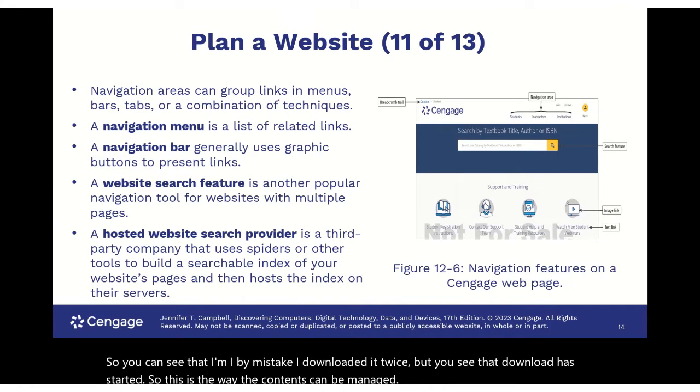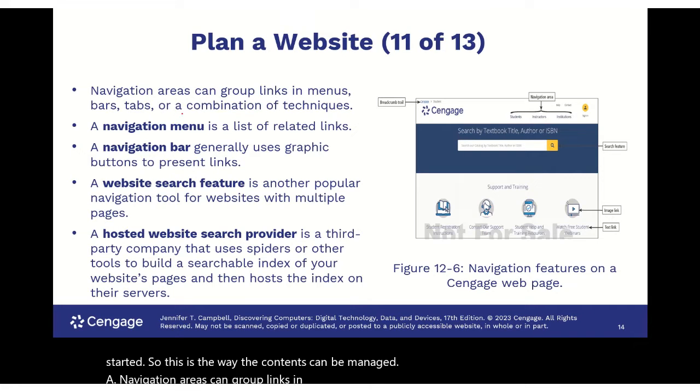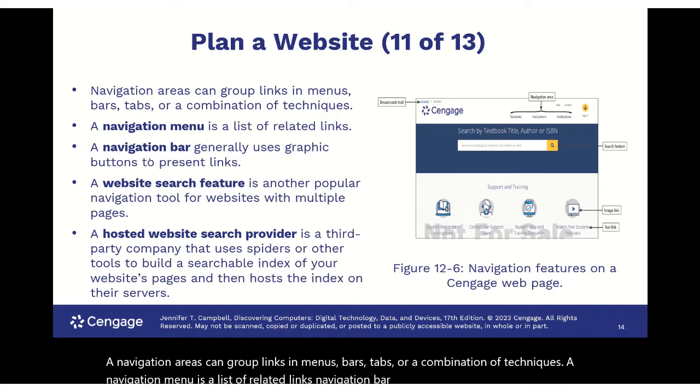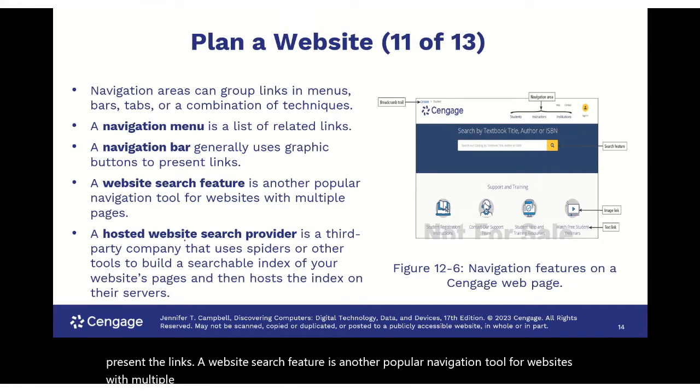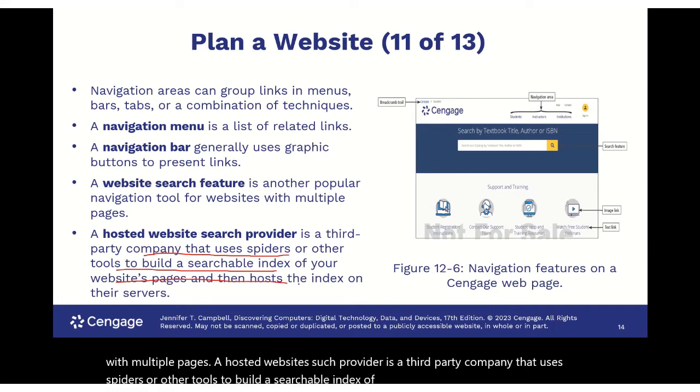Navigation areas can group links in menus, bars, tabs, or a combination of techniques. A navigation menu is a list of related links. A navigation bar generally uses graphic buttons to present the links. A website search feature is another popular navigation tool for websites with multiple pages. A hosted website search provider is a third-party company that uses spiders or other tools to build a searchable index of your website's pages and then hosts the index on their servers.